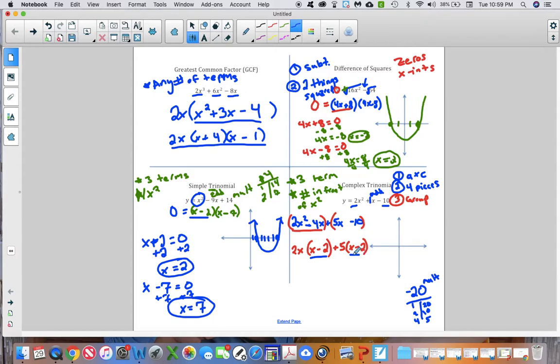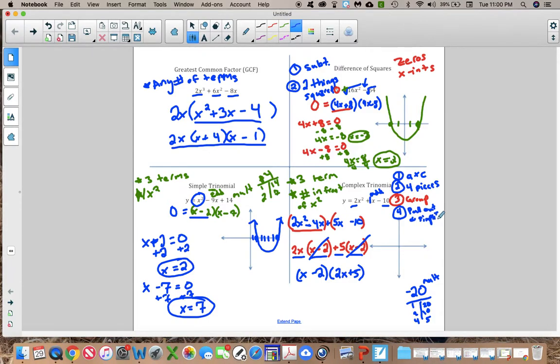This piece and this piece match each other. So if I look at those two pieces that match each other, x minus 2, and I yank that out, what's left over? 2x plus 5. That's my other group. So step number 4, after you group it, you pull out your GCF and then you simplify.